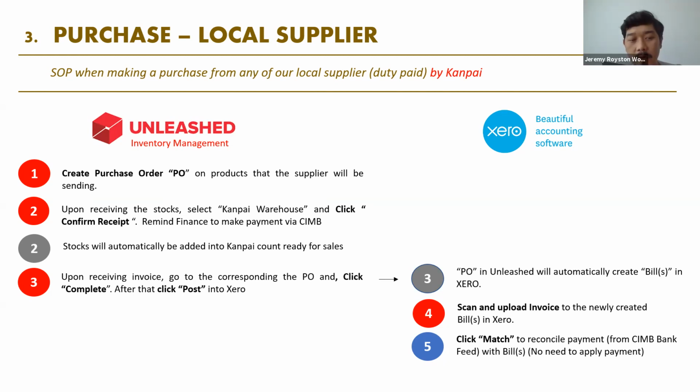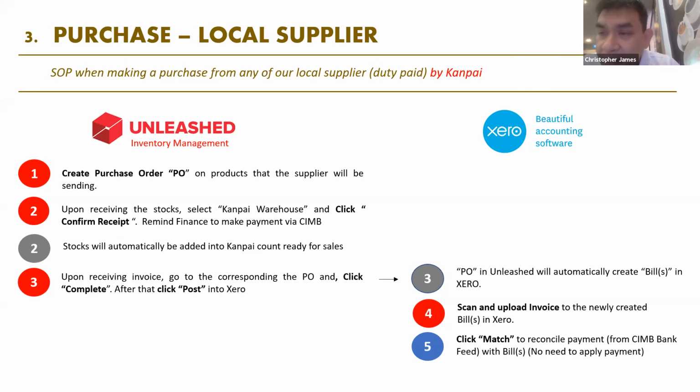Only the part number 3, which is when I click complete. Then number 4 is scan and upload. Scan the invoice that I received from the suppliers, right? That is correct. Okay. So remember, number 3, you press complete and you post. You do in the Unleashed system.